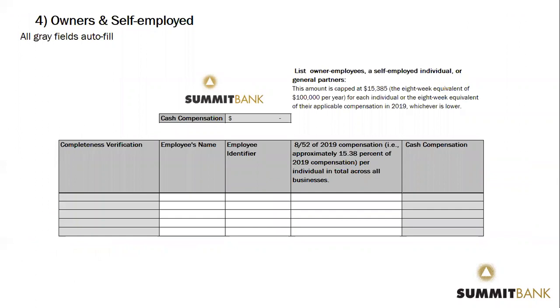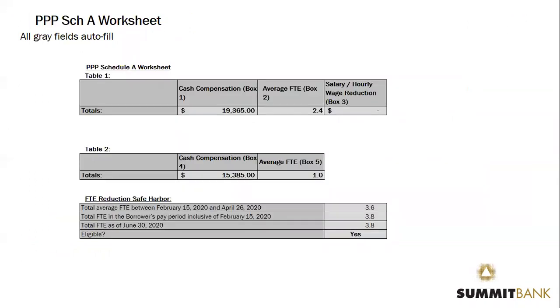So then we move on to sheet 4, owners and self-employed individuals. We don't have any at ABC LLC, so we leave that blank. But if your company has owner employees or anything like that, you would put all of their information here in sheet 4. Then all of that information has been put in and is now calculated for the PPP Schedule A worksheet on our worksheet. So all of this has been auto-calculated.